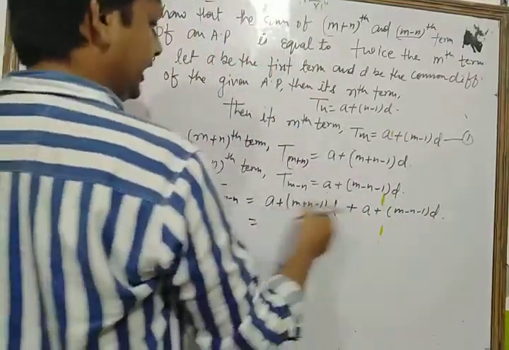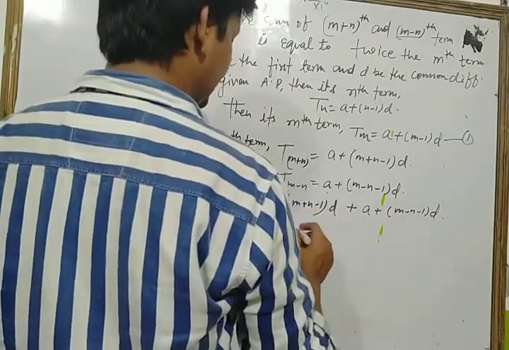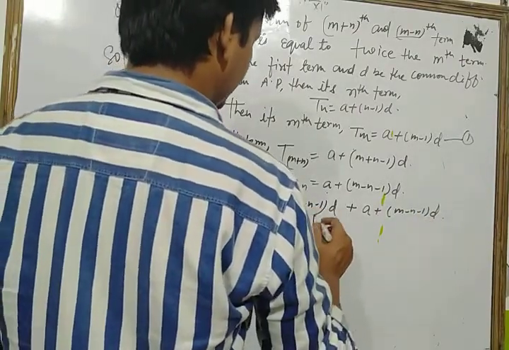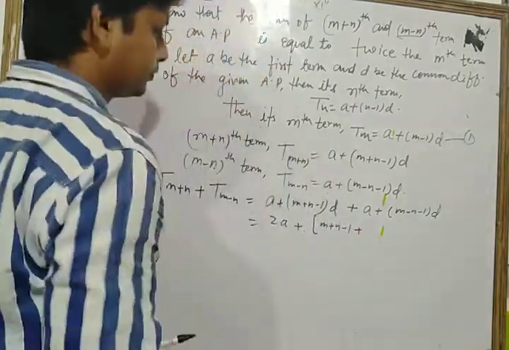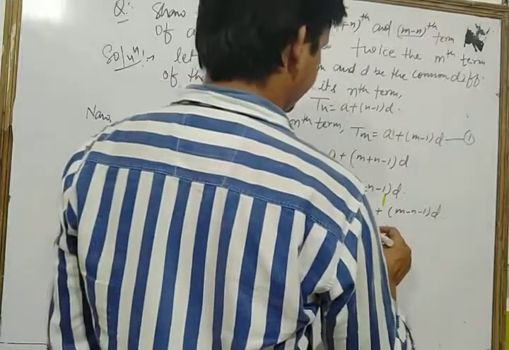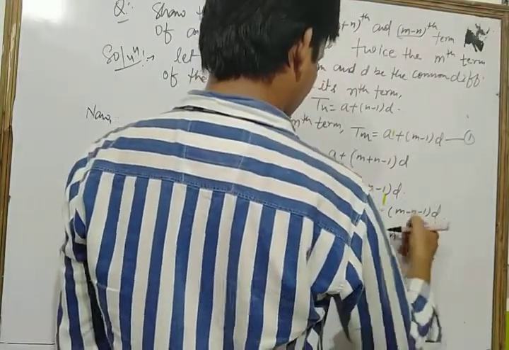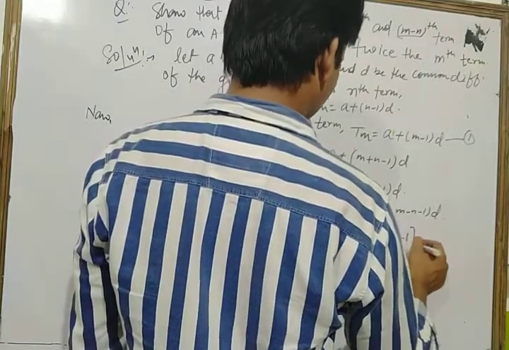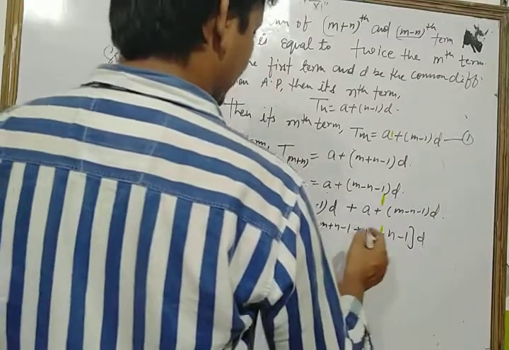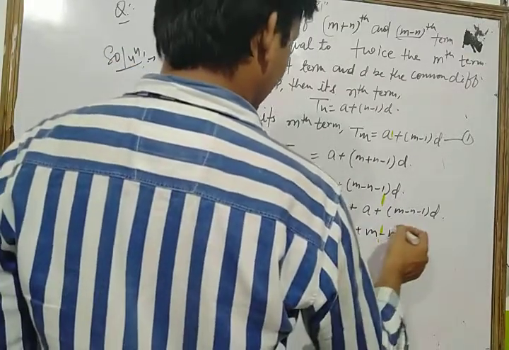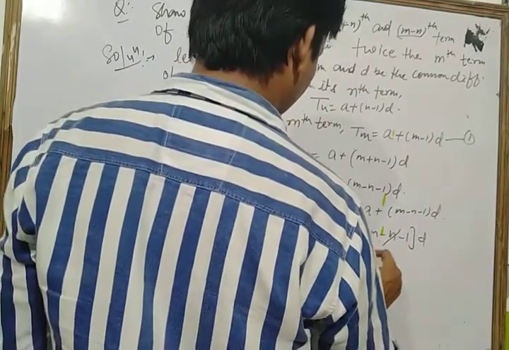Now after that, a plus a means 2a. In that term we take d as common, then we get m plus n minus 1 plus m minus n minus 1 into d. Now let's see, we have 2a plus, here n cancels out, so we have 2m minus 2 into d.